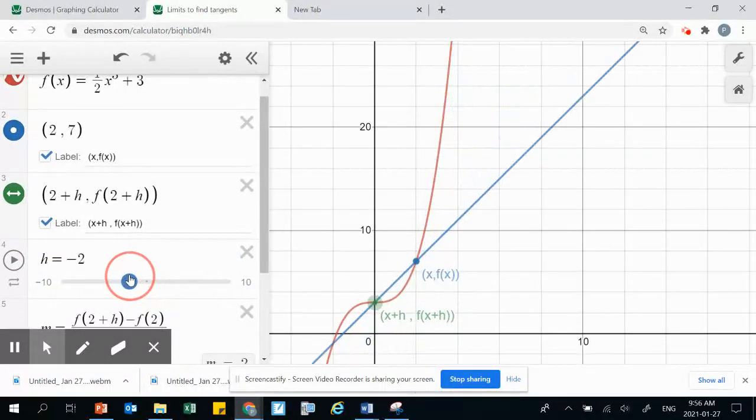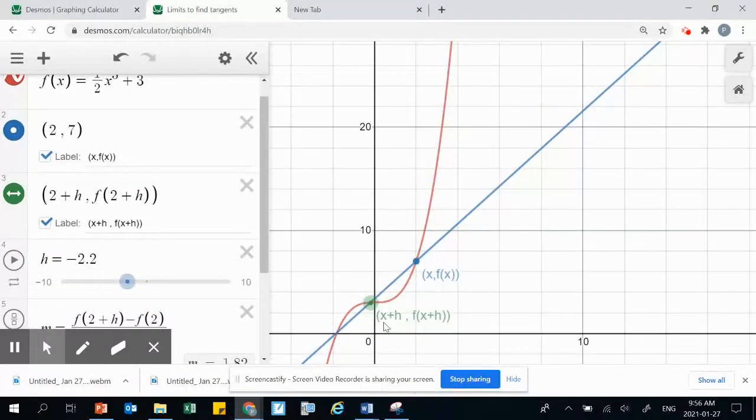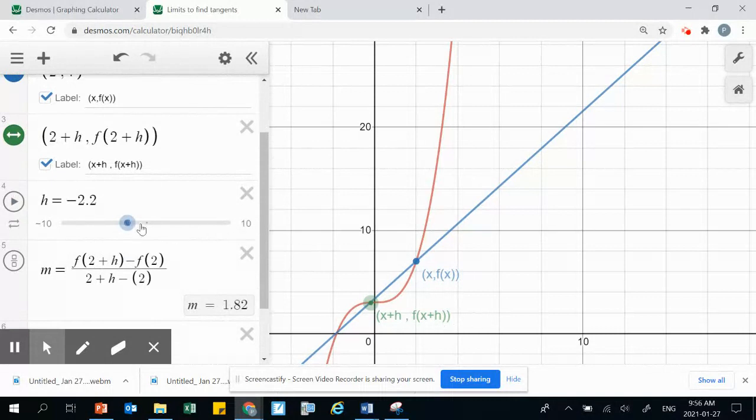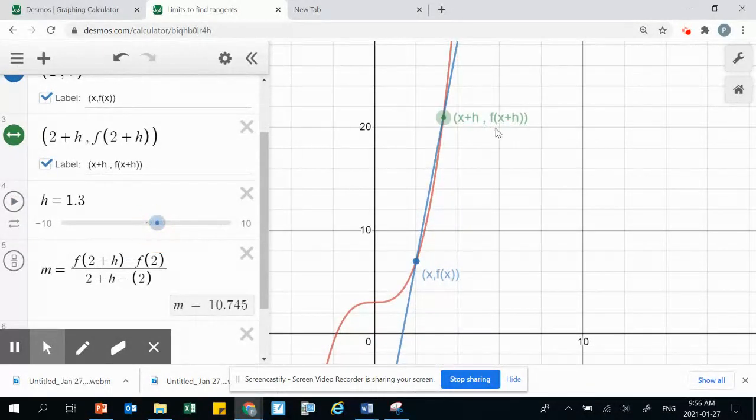If h is a negative value, my point is just going to the left now. Okay, so it's still x plus h, but h is now negative 2.2 over here. Okay. Now, what I want to do is calculate the slope between these 2 points. Slope calculation is y minus y, and then x plus h minus x. So what you can see over here is the way this cancels out is it goes 2 plus h minus 2. So that's why the 2 minus 2 is going to cancel out in this case. I'm going to put just an h over here.